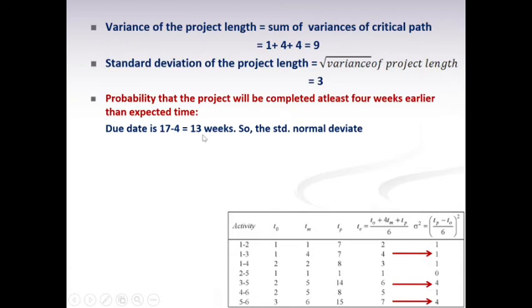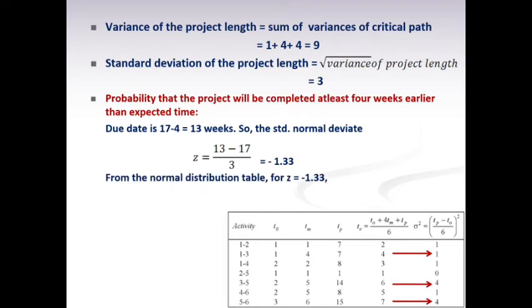For 13 weeks as the due date, we have to calculate the standard normal deviate, that is Z. Z is the due date minus the expected time of completion, which we calculated using the network diagram, 17 weeks. So 13 minus 17 divided by the standard deviation of the project length, 3. The value is minus 1.33. If you calculate this, we get minus 1.33 as the Z value. We have to take the probability by using the normal distribution table.